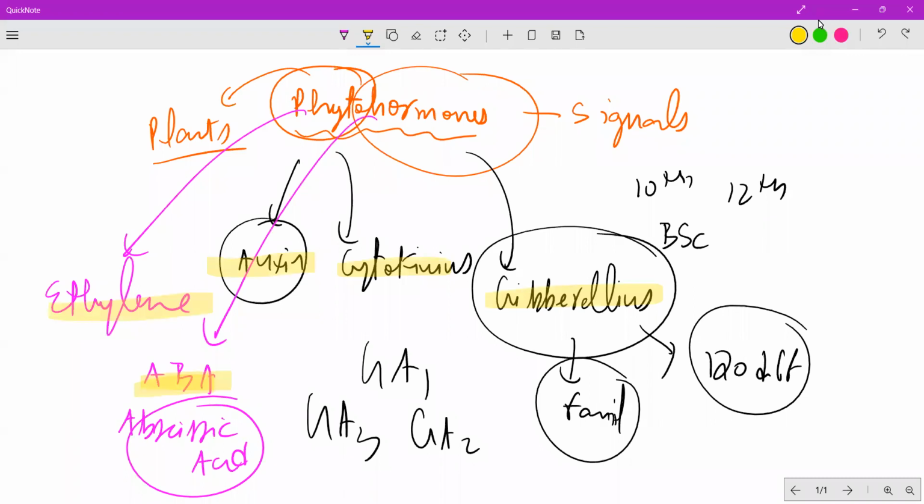Now the question is, see, do you think these are the only hormones? Do we not have other hormones? Do plants only produce these hormones? No. Plants have a variety of other hormones as well that we don't study in colleges.